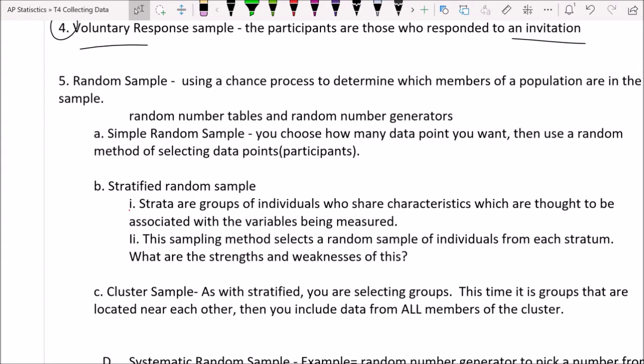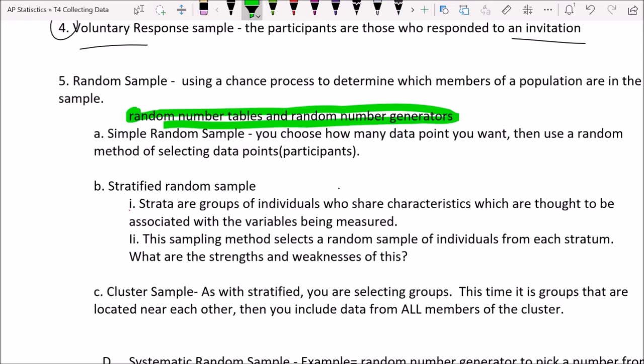All of them involve randomization. Okay, the randomization process. Right here, we have two ways that in this class we're going to talk about for how to do randomization. These are the two common ways, either a random number table or a random number generator. And we'll do examples of both of those in just a minute. Okay, the reason we randomize is to make sure that we get, or to do our best to get, a representative sample. So the goal of randomization is to get a representative sample.